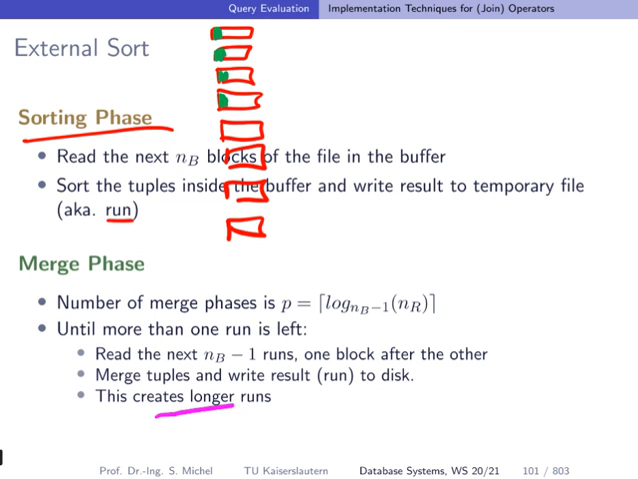And again, this creates longer runs. And if you're now wondering what is the number of merge phases we have, because we don't have only one merge phase, as we have seen already here in the two-way merge example. So how many do we have in general? Well, we have the number of runs, NR, and the number of merge phases is simply the logarithm of NR, but not to the base of 2, like it would be for the two-way merge, but here the base of the logarithm is NB minus 1, because we can merge NB minus 1 of these sorted runs into a longer run at once.